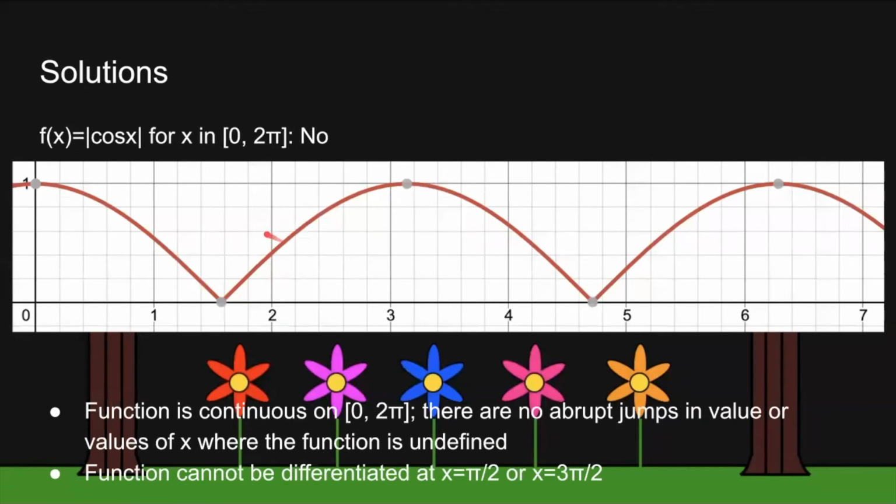And finally, f of x equals the absolute value of cosine x for x in [0, 2 pi]. That does not satisfy the conditions. This function is continuous. However, it cannot be differentiated at x equals pi over 2 or x equals 3 pi over 2 because we see the same problem as the absolute value function. From the left side, the slope is -1, and from the right side, the slope is 1.